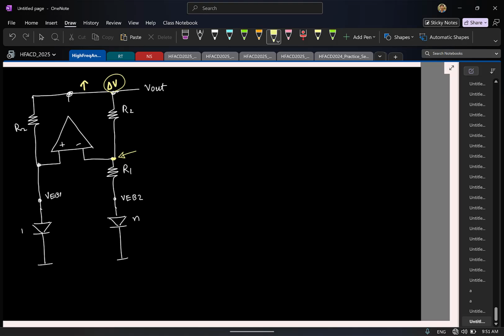Why? What about the diode? When the diode is forward biased, for small signals, what can you replace it with? A resistor, some small resistor, right? So let's call it RD, and you have n diodes in parallel, so it's RD by n. So here the change will be delta V times R1 plus RD by n by R1 plus R2 plus RD by n. What will be the change you see here? Delta V times how much? RD by?